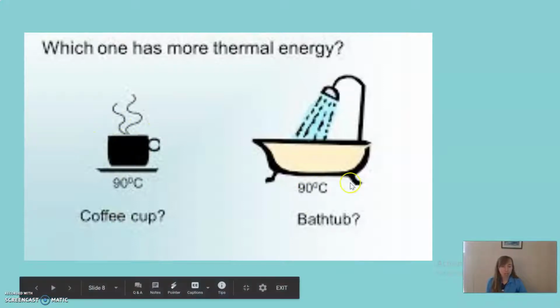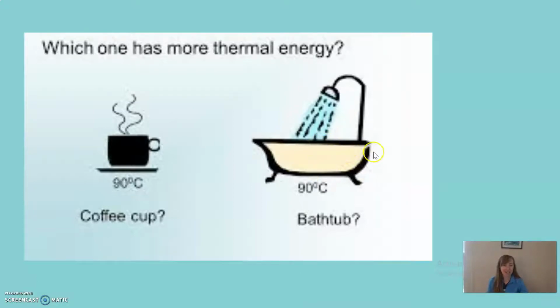coffee, and a bathtub that's pretty close to boiling, which you should not get into a bathtub that's 90 degrees Celsius. That would not be wise. Okay, but for the purposes of this, let's imagine that they are 90 degrees each. Which one of these has more thermal energy? The coffee cup, which is pretty small, or the bathtub, which is pretty large?